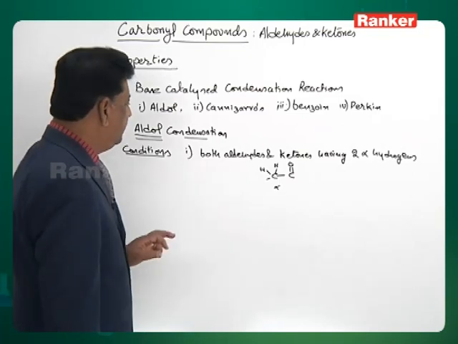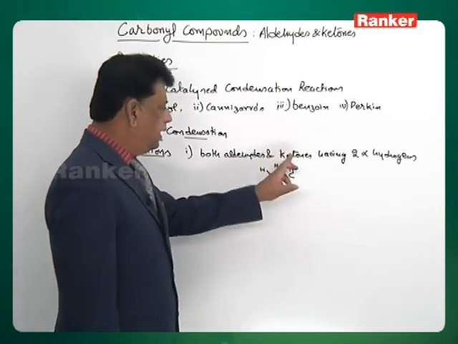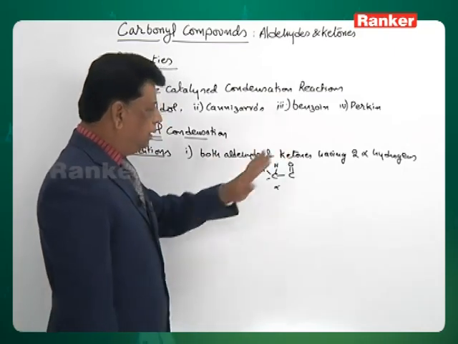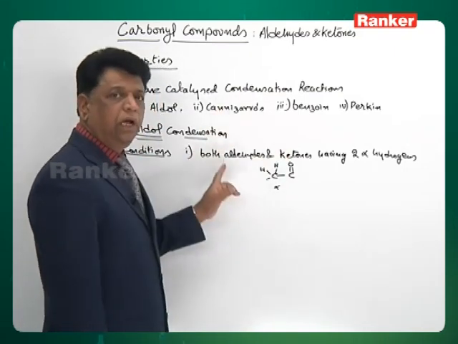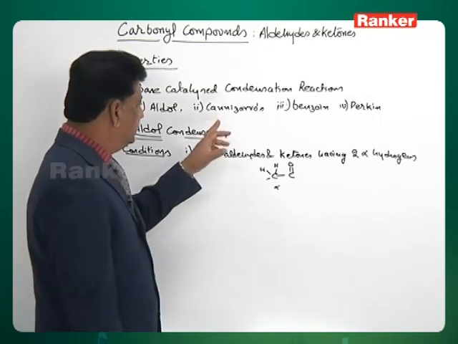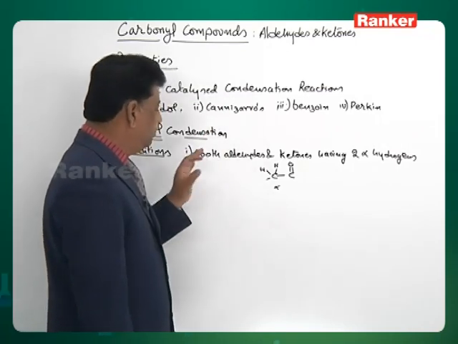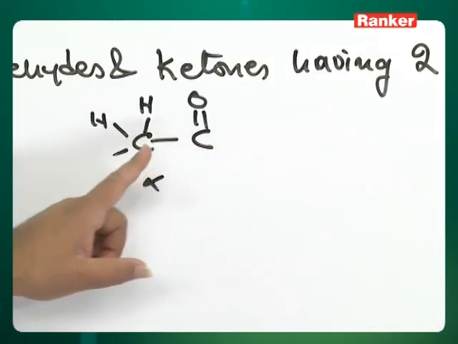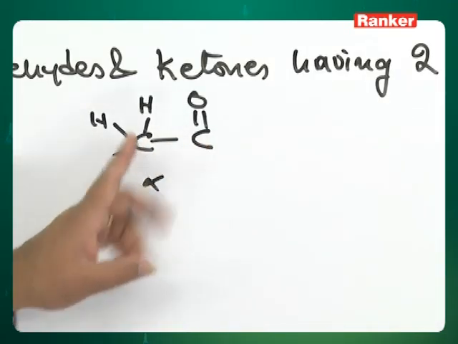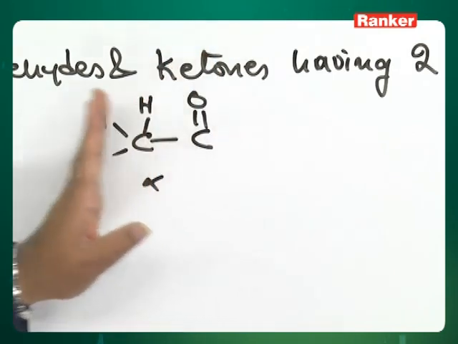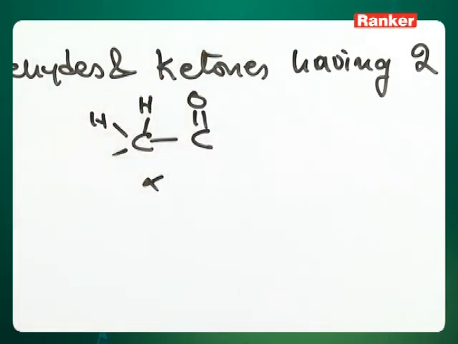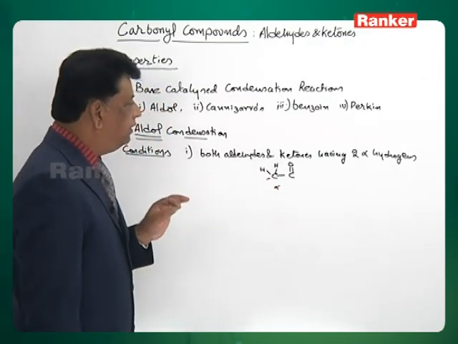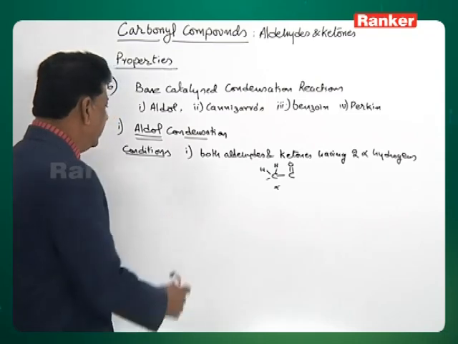First condition is it can be aldehyde or ketone, that is not a restriction. In Cannizzaro only aldehyde is allowed, but that condition is not there for the aldol. Both are eligible, but you must have, immediate to the carbonyl group, the next carbon, called alpha. Leave the functional group: alpha, beta, gamma, delta, that is the nomenclature. On the alpha you must have 2 hydrogens. So, having 2 alpha hydrogens are only eligible.